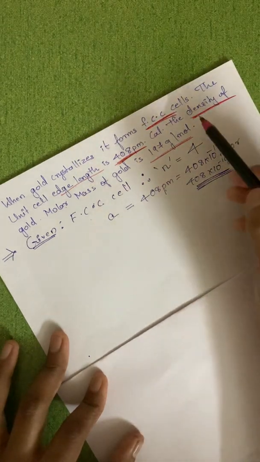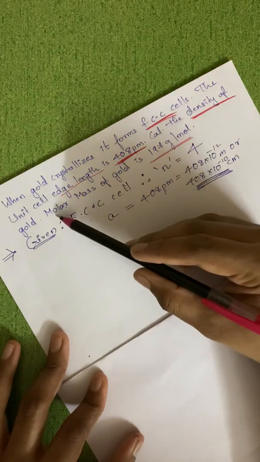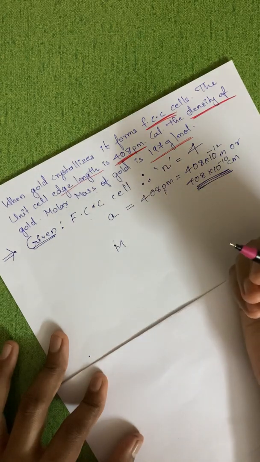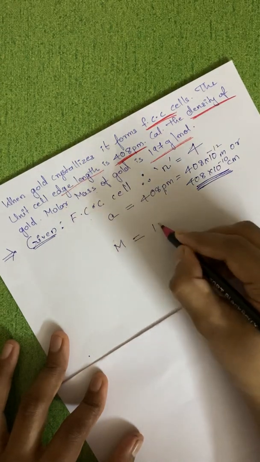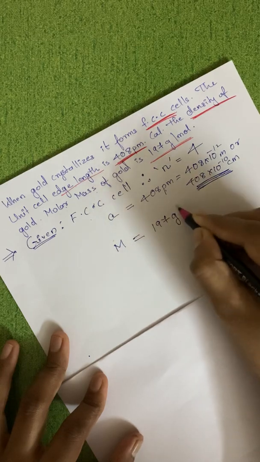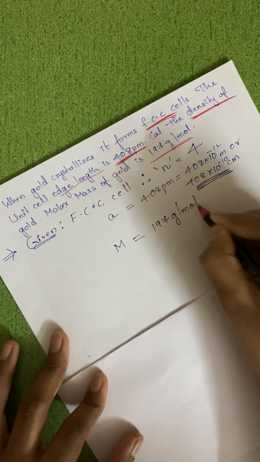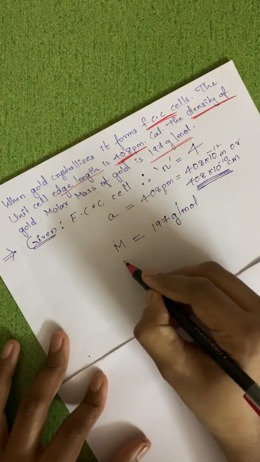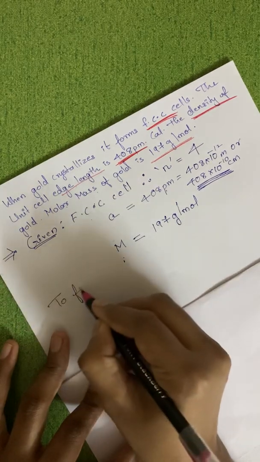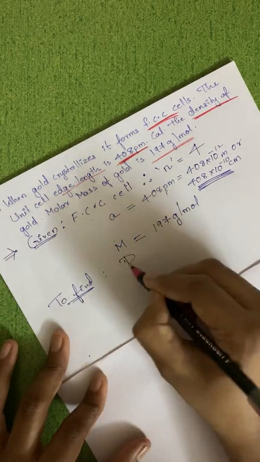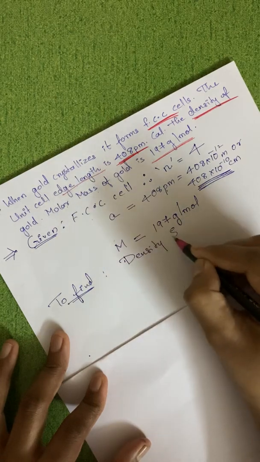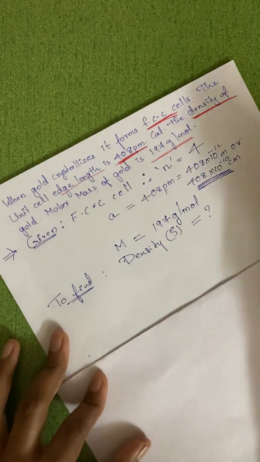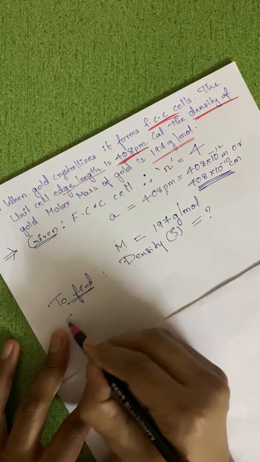Okay, so we want this centimeter conversion. Now next, before that, we'll write what is given over here. Molar mass of the solid is given. Molar mass is represented by capital M. Now M is equal to 197 gram per mole, or gram mole inverse we can say. Okay, now what is to find? We have to find the density. Density is denoted by rho, and it is question mark.